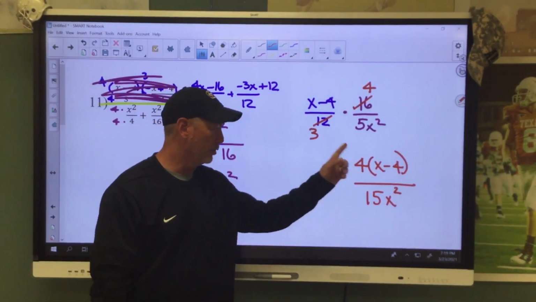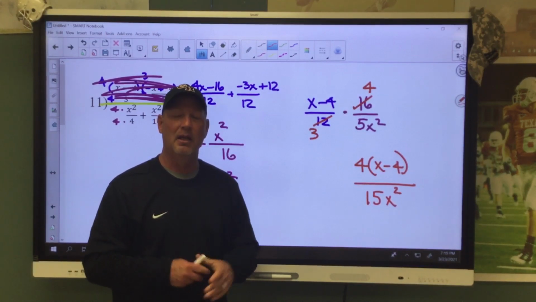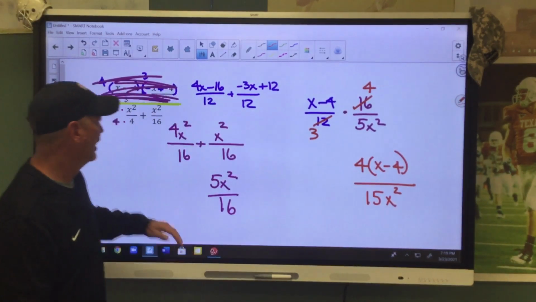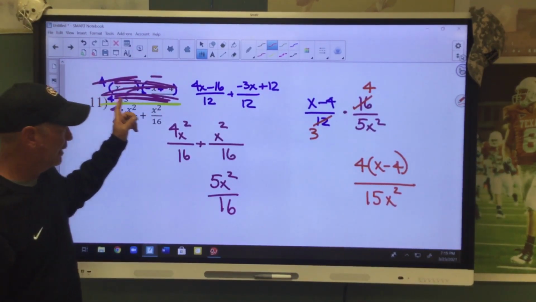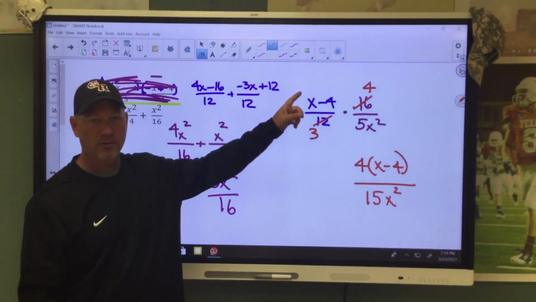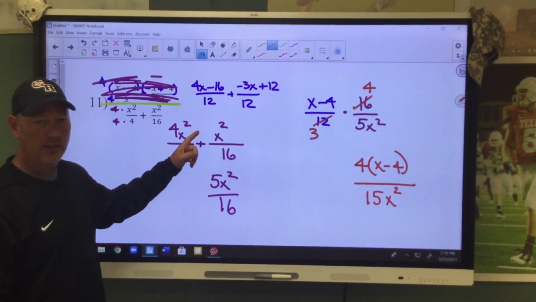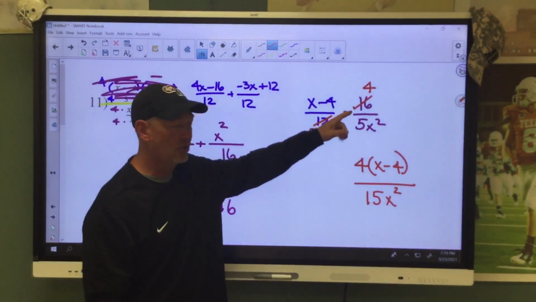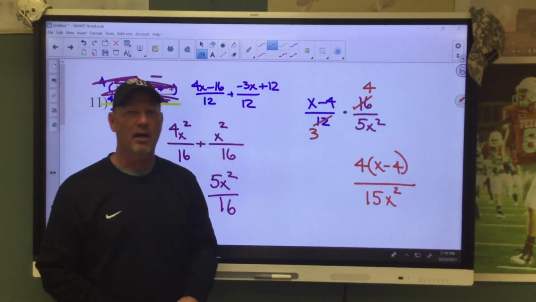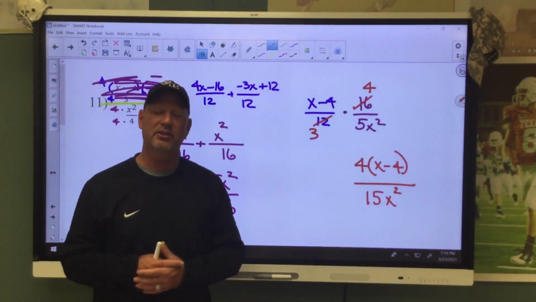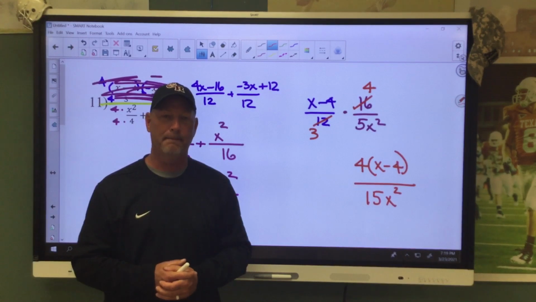Your teacher may want you to distribute the 4. Check with your teacher to see what they want. Okay? Here's the thing. Take it one half at a time. Do your addition or subtraction. Do your addition or subtraction. And then change it to multiplication and flip the bottom fraction. Okay? Now, these may be a little scary at first. With a little bit of practice, I think you're going to be fine. Okay? Good luck.